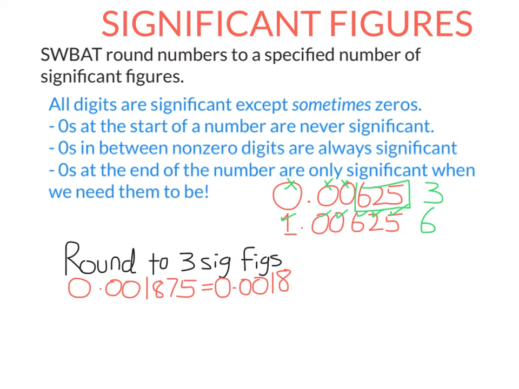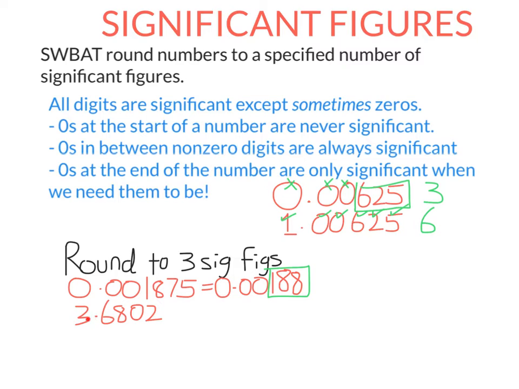I use the same rule as for rounding to decimal places. 5 or more raise the score, 4 or less leave the mess. So if I'm rounding to 3 significant figures, I look at the 4th significant figure. 5 or more raise the score. So this is 5 or more. I'm going to raise the score of the previous number. So to 3 significant figures, it will be 0.00188. These are the 3 significant figures.